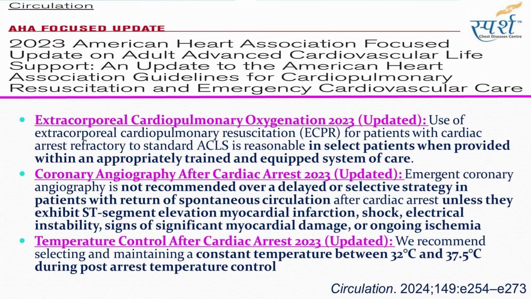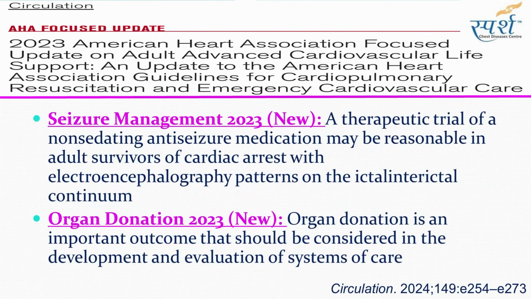So the AHA came up with new recommendations in 2023 in Circulation, very recently released, which show that if you have the access, facility and skill to use eCPR, it is better because the recovery at 6 months and discharge mortality is better. But if you don't have eCPR, please do your conventional CPR. What about temperature control? Now there is no benefit of cooling to 32 degrees. In fact, 37.5 or 99.5 in the first 24 hours is sufficient to give you good results.